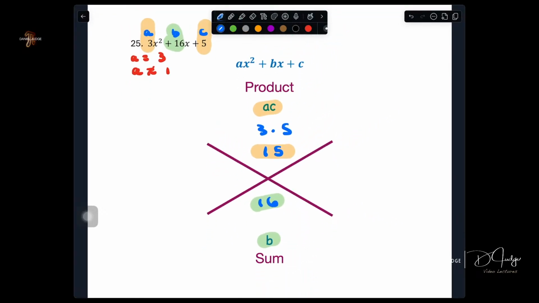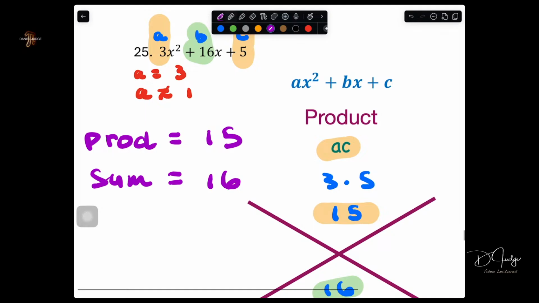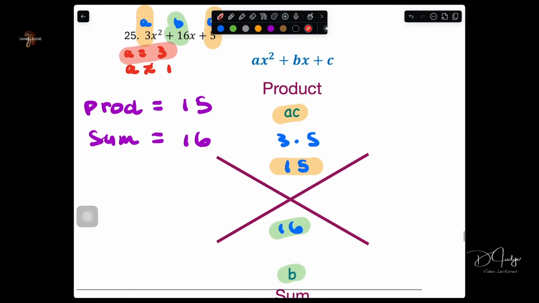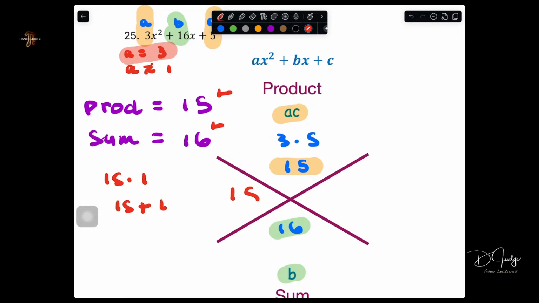Just going through the process again, we need two numbers. The product of those two numbers is 15, yet the sum of these two numbers will be 16. Remember, A is 3 now, but we're going to go through that same process. So, turns out 15 times 1 definitely is 15, and then 15 plus 1 is 16. So, 15 and 1. These are the numbers here.